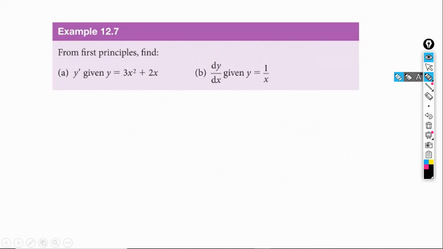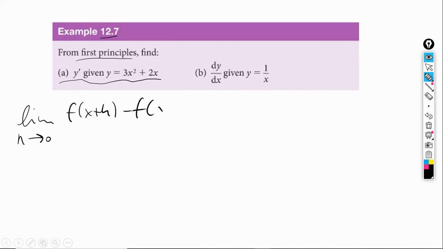Very well, so here we are on example 12.7. And again, from first principles, find a derivative of y given that y equals 3x squared plus 2x. So again, this is applying the same principle. So this would be the limit as h approaches 0 of f of x plus h minus f of x over h.